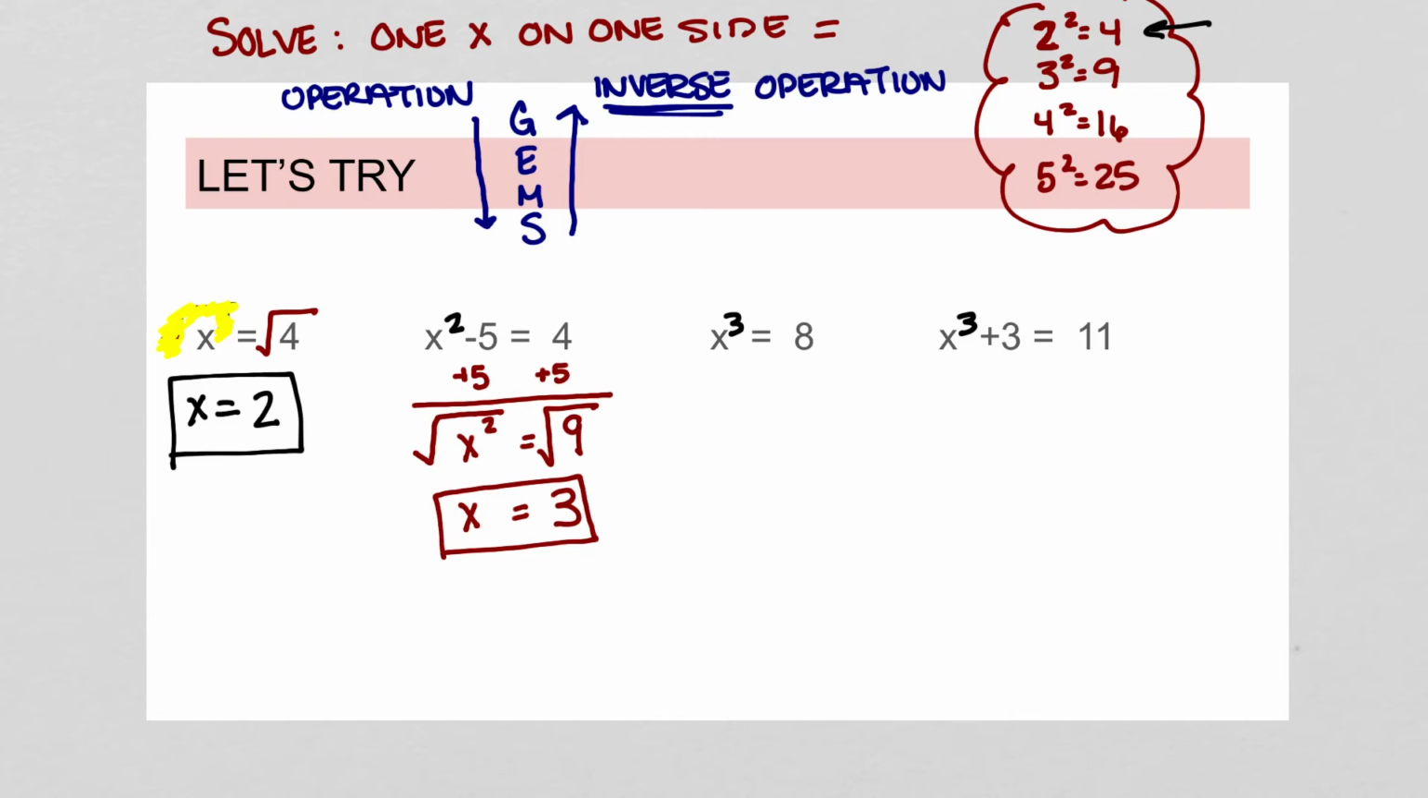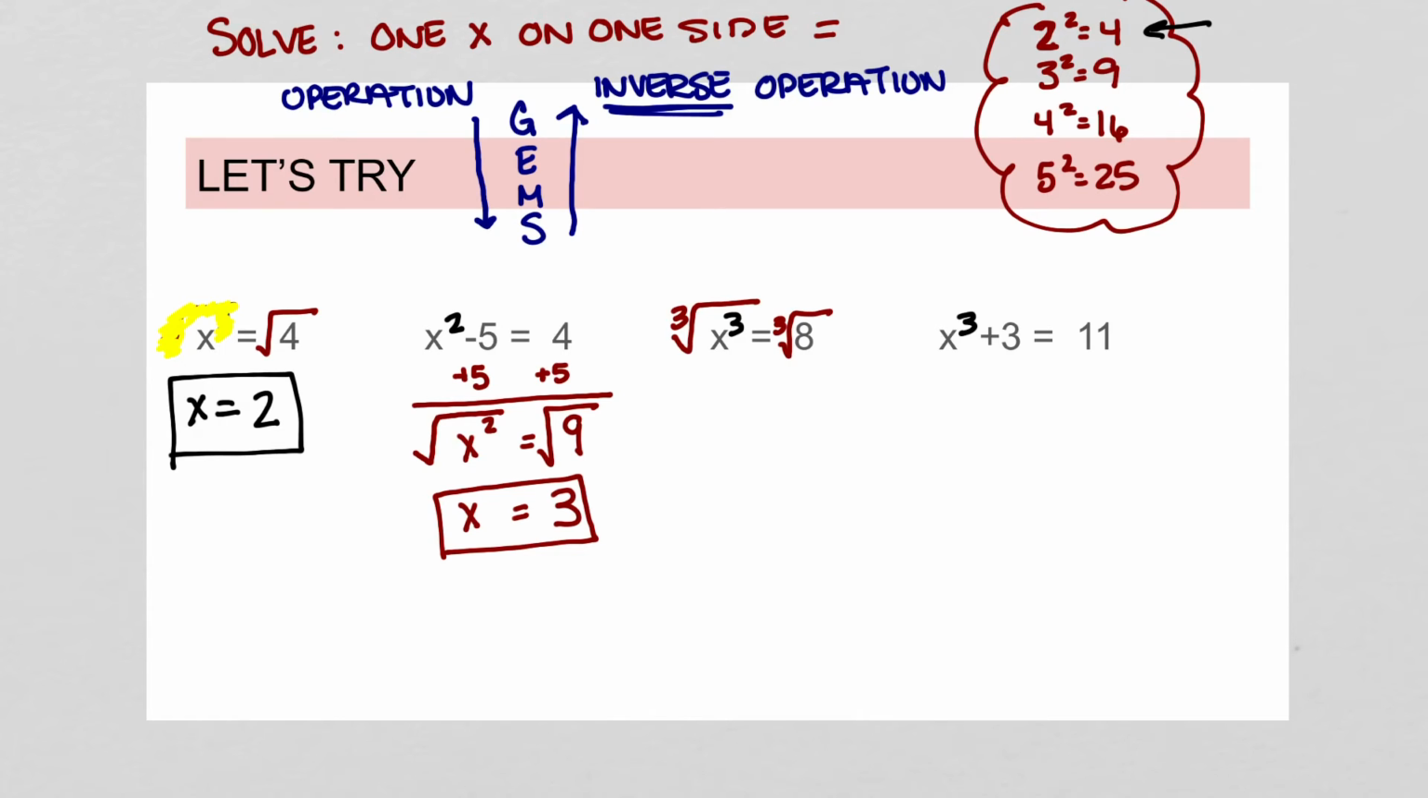So there you go. Now let's try that with the next one. X cubed gives us 8. Well, again, consult that chart you made in the warm-up. What times itself 3 times gives us 8? Well, to find out, we're going to have to use the cube root. The cube root undoes a cube.